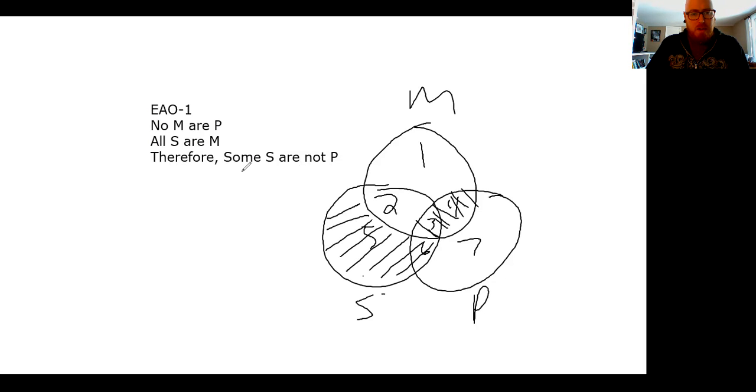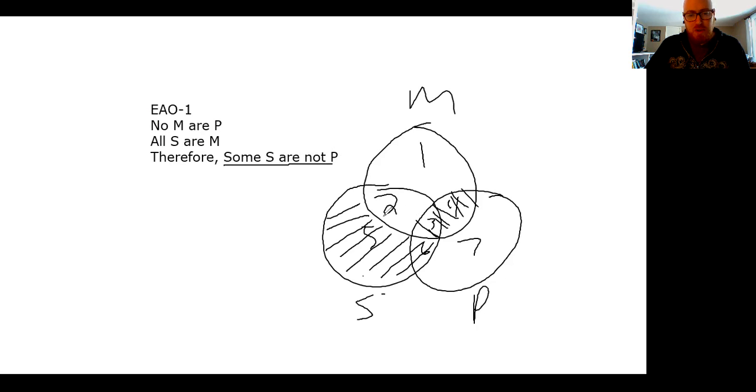Okay, well, my conclusion is particular. And what's the marking for a particular conclusion? The marking for a particular conclusion is an X. But I don't have any X's in my Venn diagram, right? I have no X's here. Now, the only place where there could be an X, which would make this conclusion true, there's at least one S which is not a P, is here in region 2.